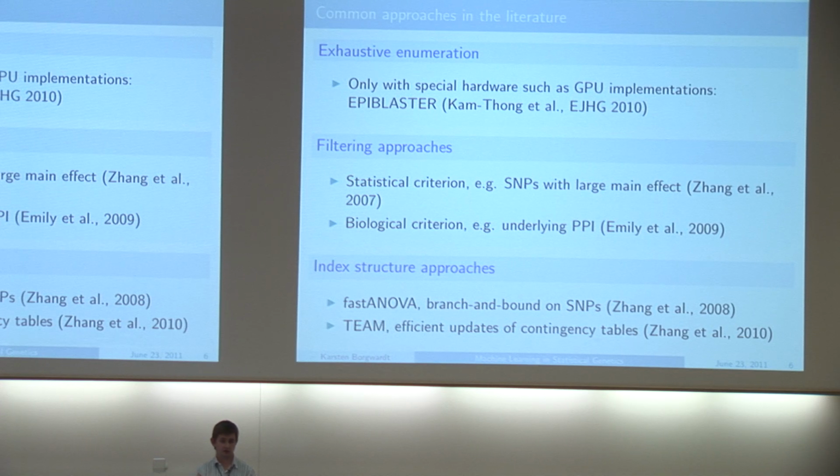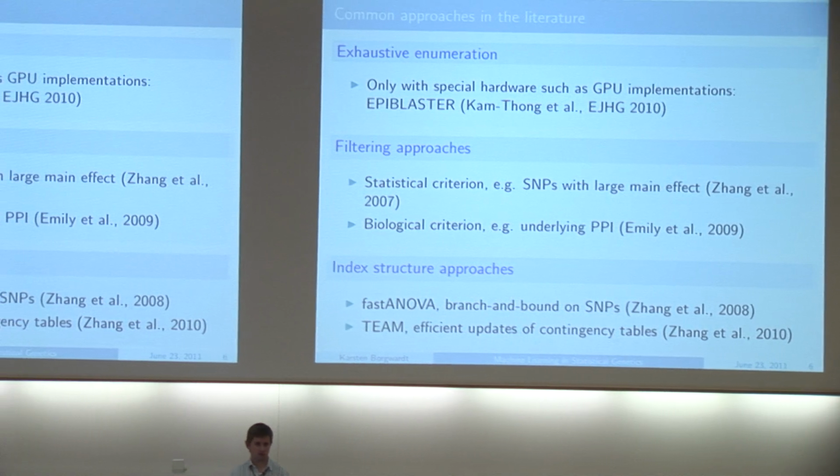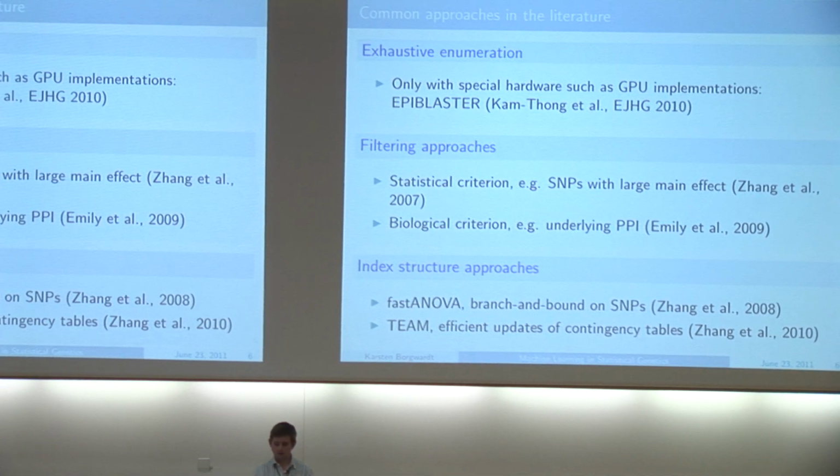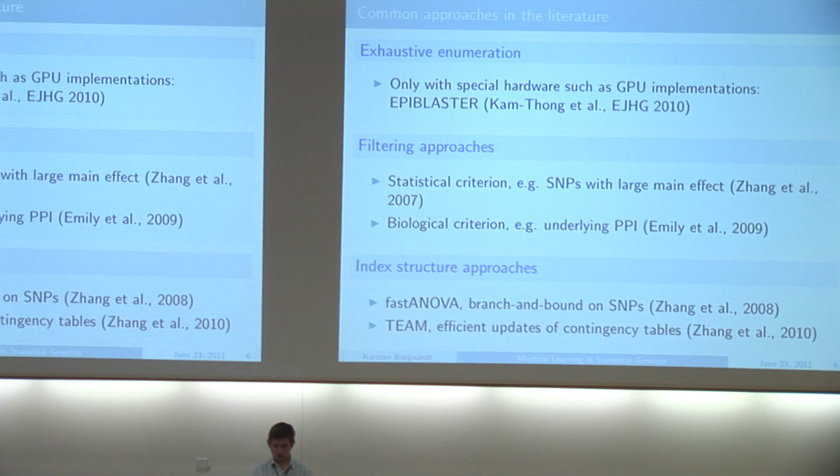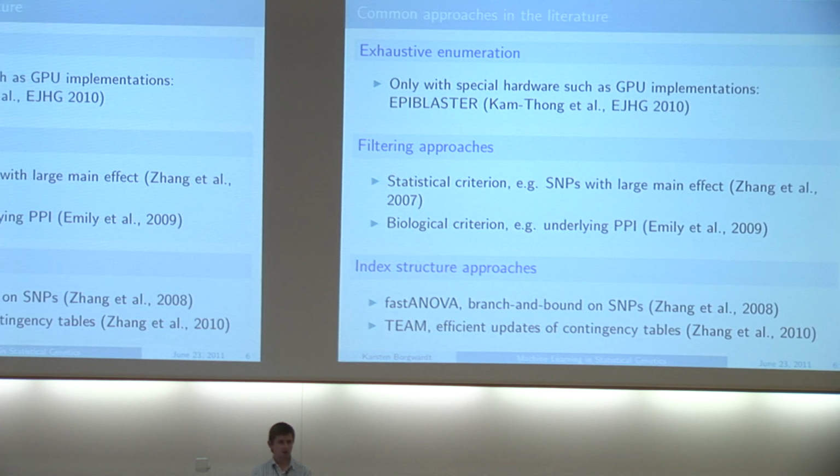How do you define these filters? Well, you can define them statistically, or you can define them biologically. A common statistical criterion that is used to reduce the set of SNPs is to consider only SNPs with a large main effect. And by that I mean SNPs that on their own have a large association score with the phenotype. So SNPs that on their own are highly correlated with the phenotype.